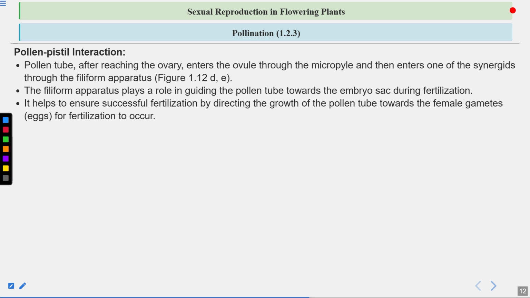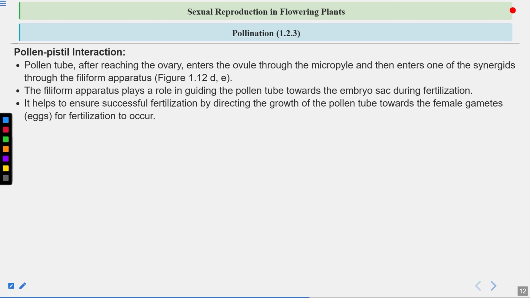Are two male nuclei and gametes the same thing? Yes, they are the same thing. The two male nuclei, or you can say the male gametes, you are saying the same thing. There is no difference. So don't get confused with these two terms. They have the same meaning. Which is helping here? The synergid cell helps to ensure successful fertilization by directing the growth of the pollen tube towards the female gamete, the egg, for fertilization to occur.